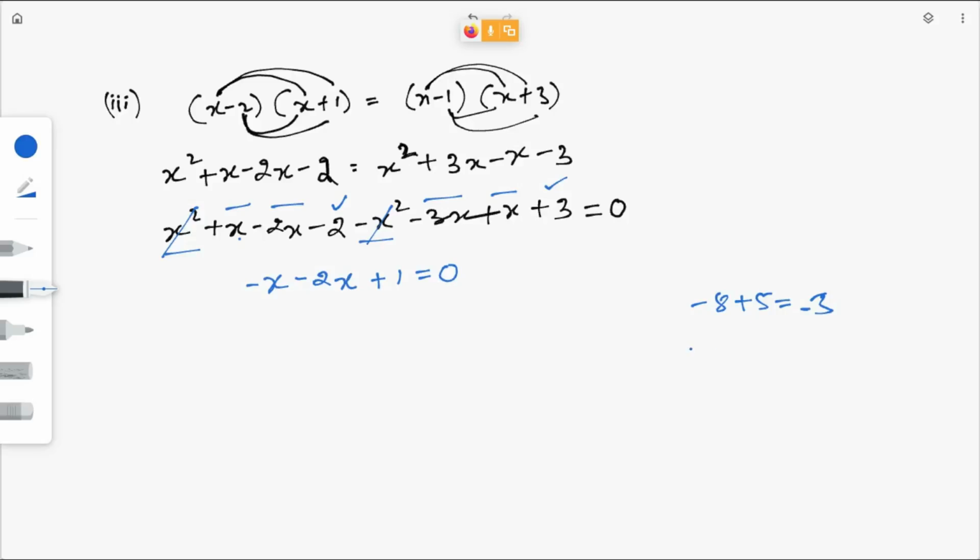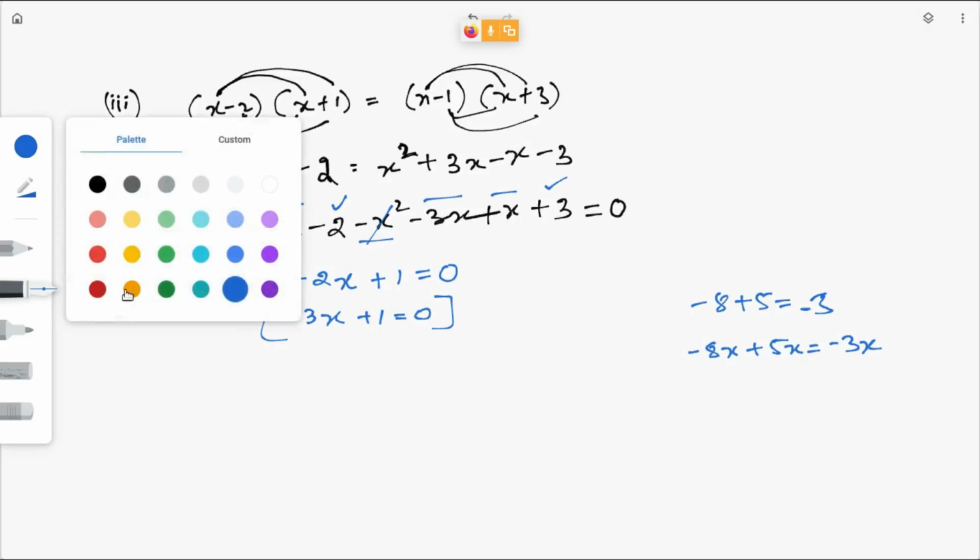So you need to follow the same steps for the variables also. Minus 8x plus 5x, what will you get? Minus 3x. Right? Fine. So minus x minus 2x is minus 3x, plus 1 is equal to 0. Okay, is this a correct equation? No, sir.